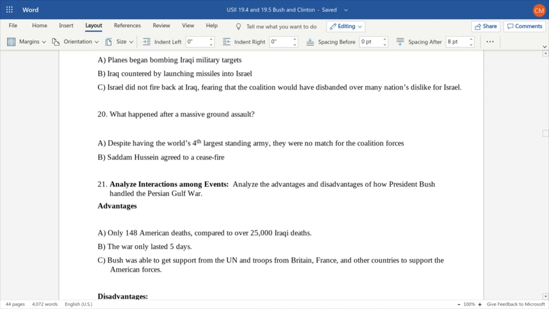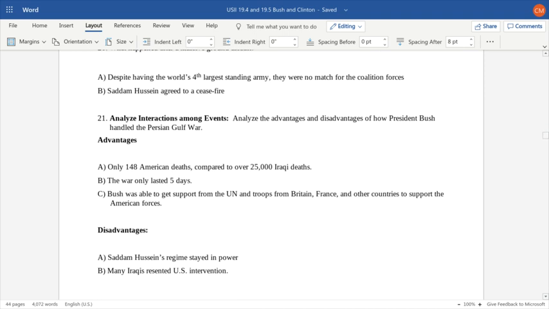So when you look at the long-term impact of the Iraq war, some of the advantages of how President Bush handled the war: only 148 American deaths compared to over 25,000 Iraqi deaths. The war lasted less than a week, just 5 days. Bush was able to get support from the UN, and troops from Britain, France, and other countries. However, because Hussein remained in power, he's going to be a thorn in the American side moving forward.